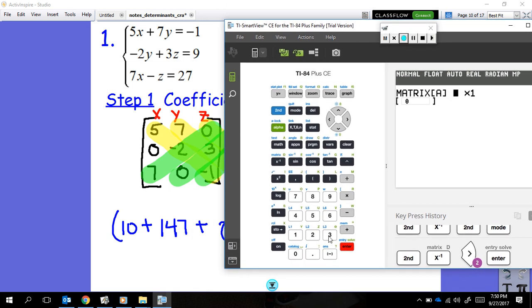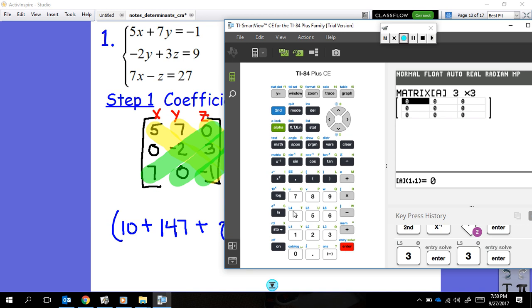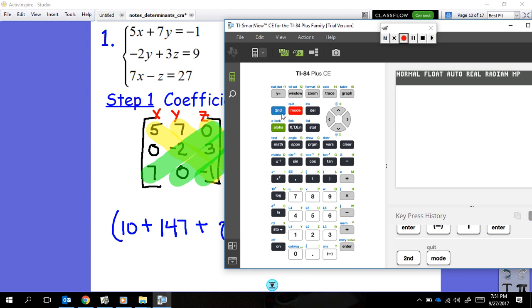I'm going to run dual screens here so that you can see what I'm putting in. You're just going to enter your matrix. So 5, 7, 0, 0, negative 2, 3, and 7, 0, negative 1. Once you've got your matrix entered, you are going to do second quit, otherwise it won't give you the right things. And we're going to go back to the matrix menu.